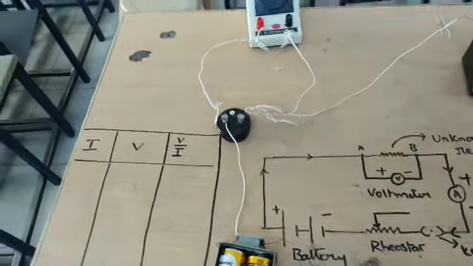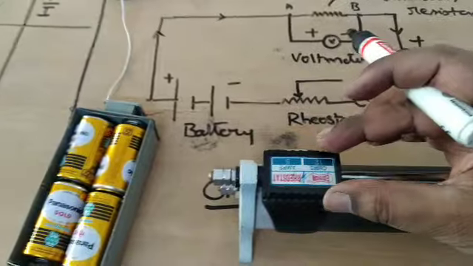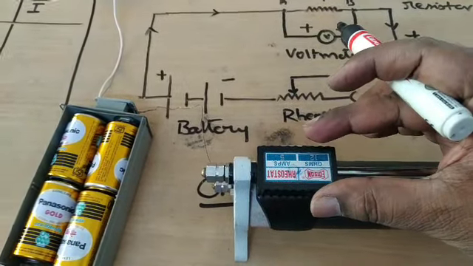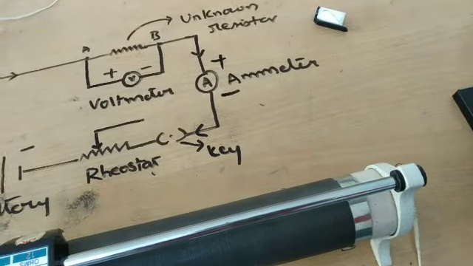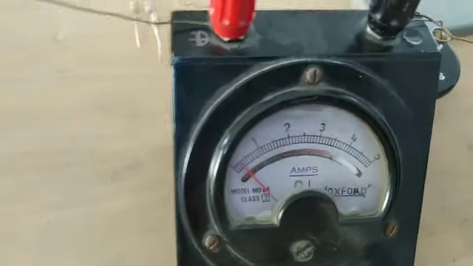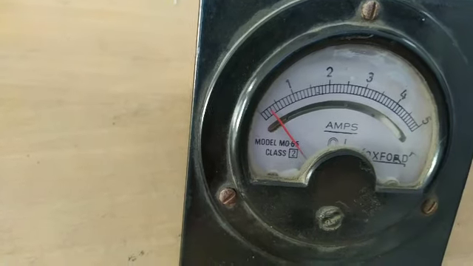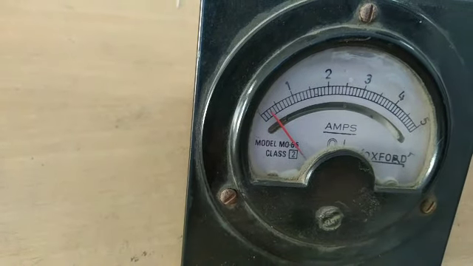So what I do is, using this variable resistor, now here it is offering the least amount of current, that means maximum resistance is there. Now when I switch the switch key on, you can see that the ammeter is showing a certain amount of reading. So what is the reading here? The third line is being indicated here.